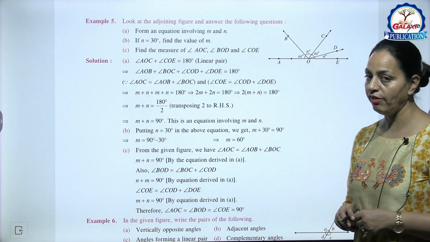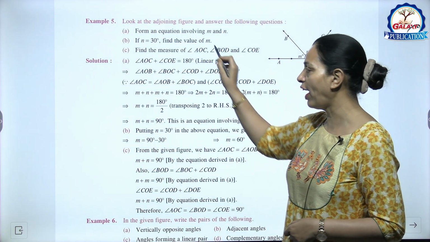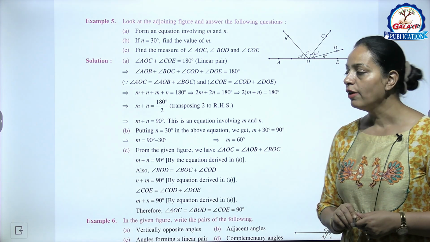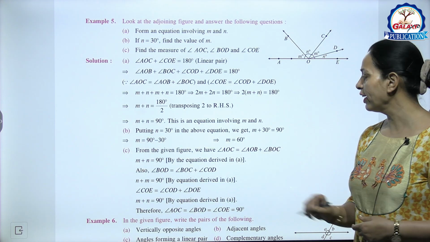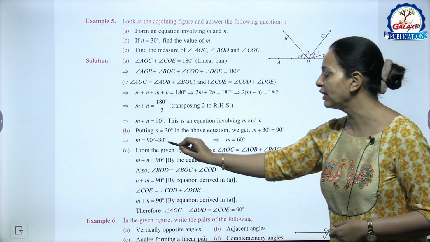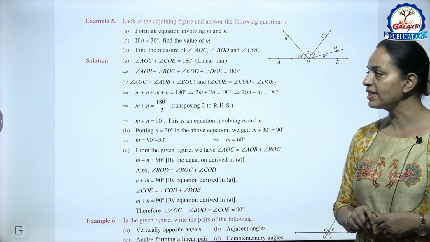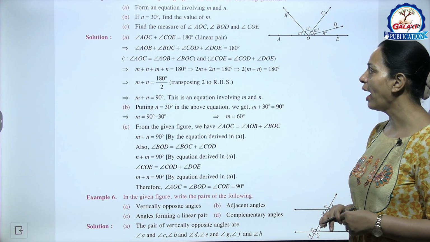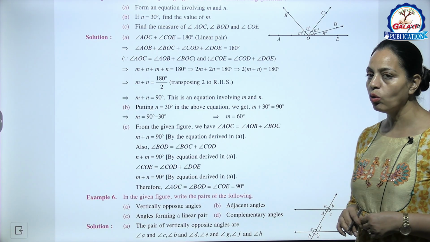Now B part, if N equals 30 degree, find M. We know M plus N equals 90 degree, so we put N as 30 degree, so M is 90 minus 30, that is 60 degree. Now C part, find angle AOC, angle BOD and angle COE.